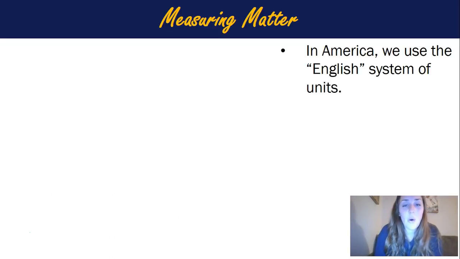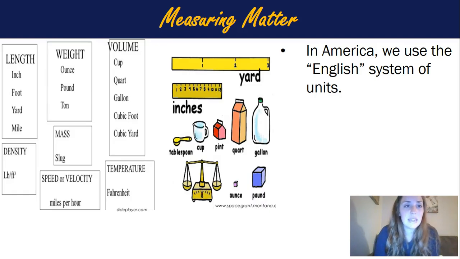Okay, so in America, we use what's called the English system of units. Sometimes it's called the imperial system of units. And it's all these things. So you've measured things in inches or feet, yards. You've used a cup, a quart, a gallon. There's all these different things. And if you grew up in America, that seems totally normal for you to use the Fahrenheit, for example. But the rest of the world doesn't use that.